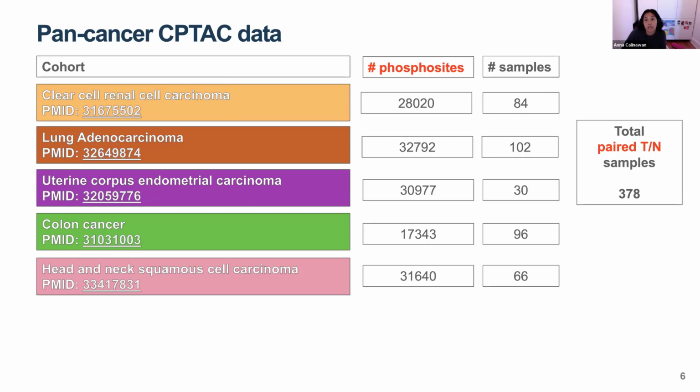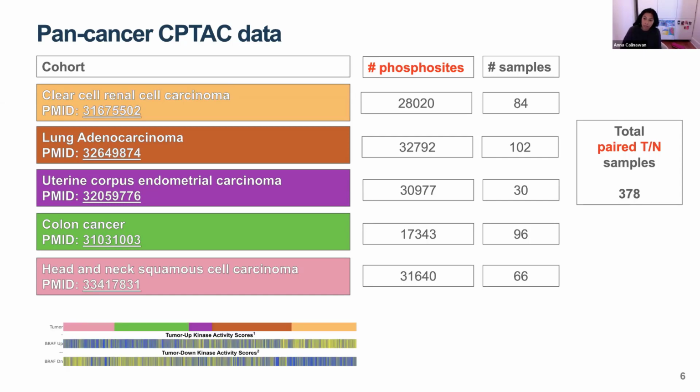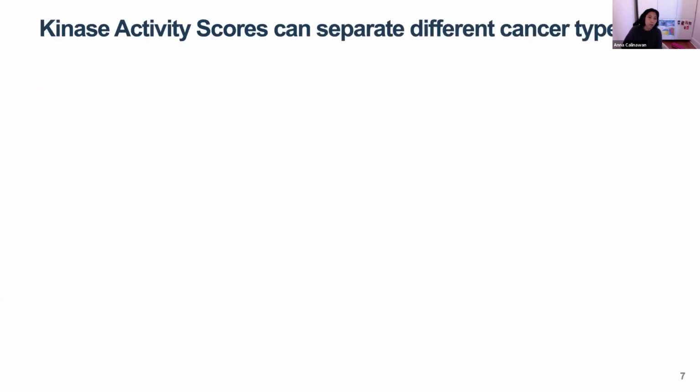Again, this is the paired tumor normal samples, and these are the phosphosites that were detected in at least 50% of the samples that we're looking at here. This is already pre-processed. So we created kinase scores for all 378 of these samples. We calculated them and made them available in the portal.